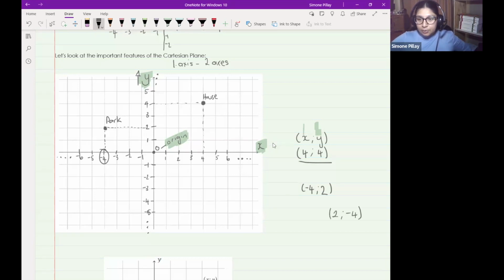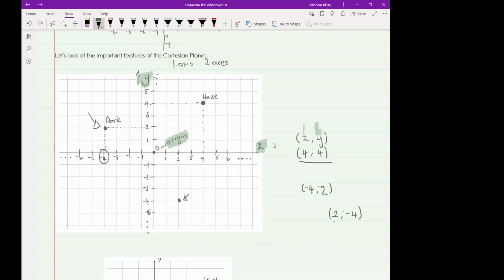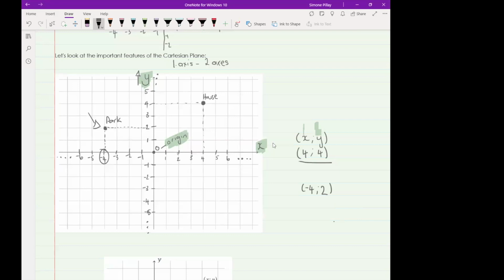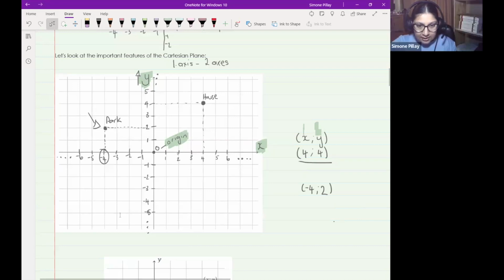Look at where we would end up on the Cartesian plane. 2 is here, because remember, we always have to do my x value first. So 2 is here, and -4 is down here for my y. So can you see, this is a very different place to where my park is over here. So they actually show different places. So yes, we always have to do x first and then y. If you don't, you are wrong, unfortunately.